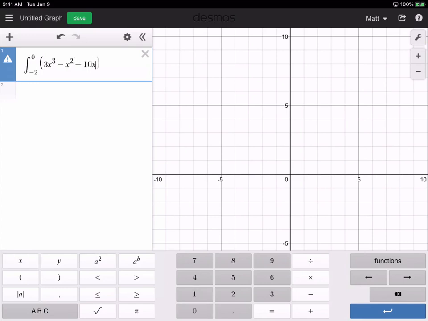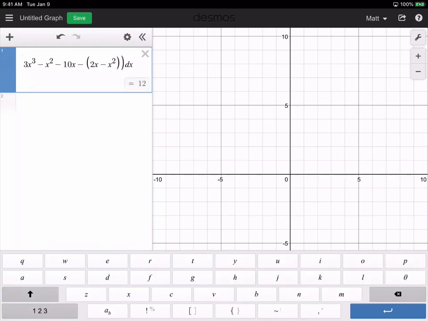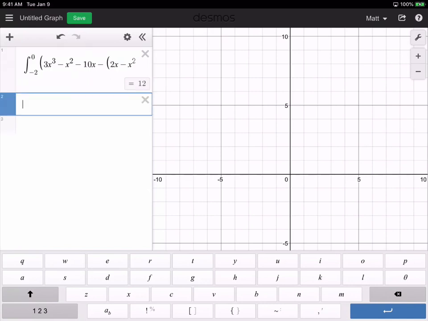minus 10x, and then minus, and then our second function we're going to put in parentheses here, so that's going to be 2x minus x squared. And then dx, we have to go to the keyboard, and we can see that that first function was 12.